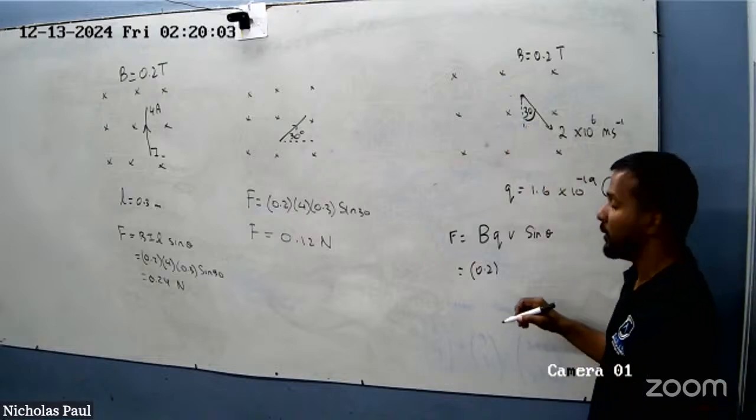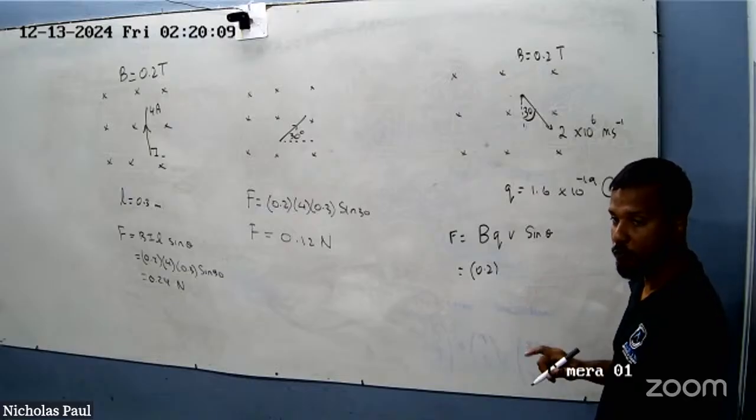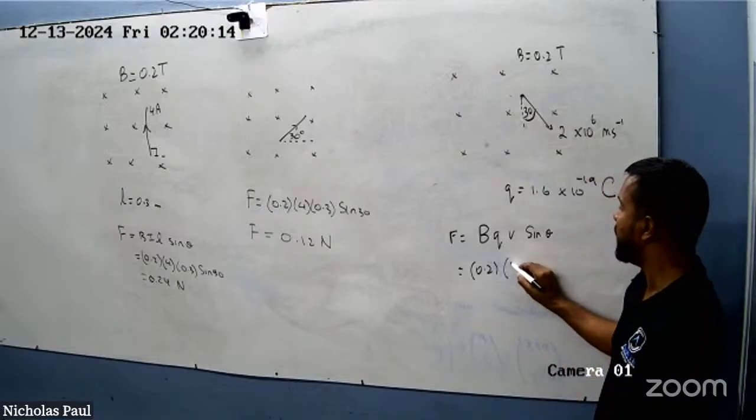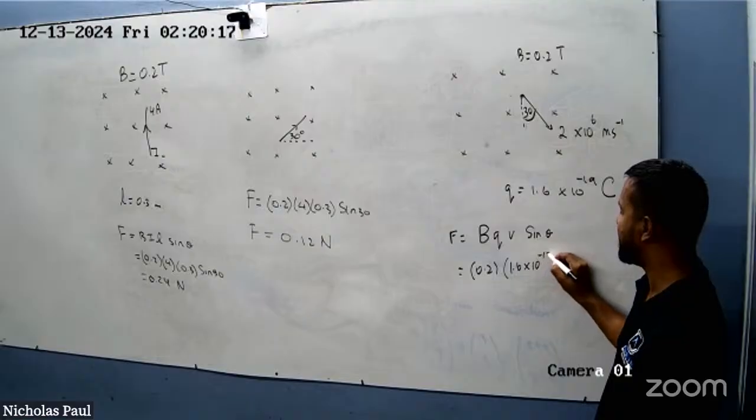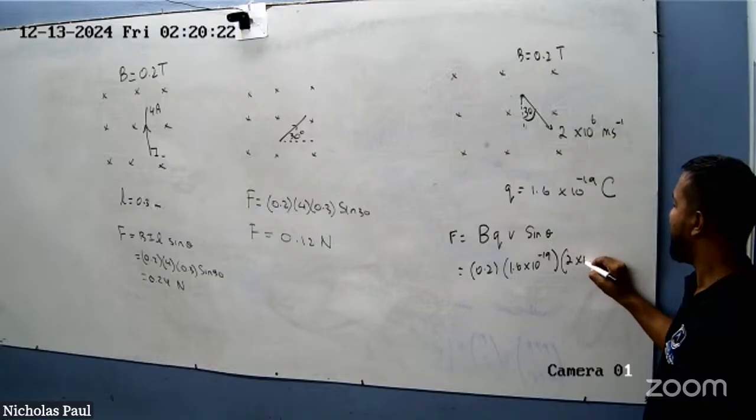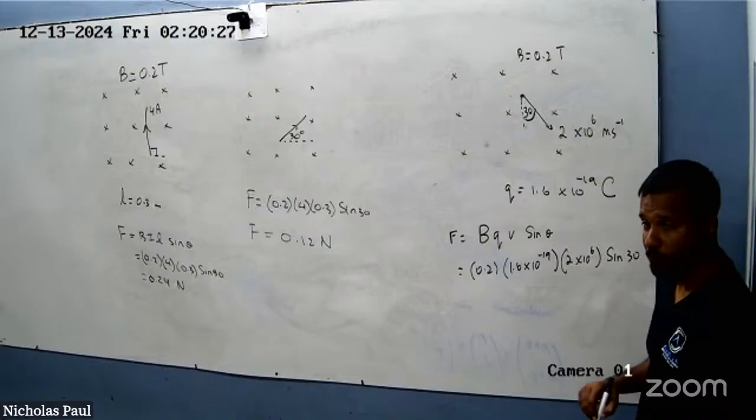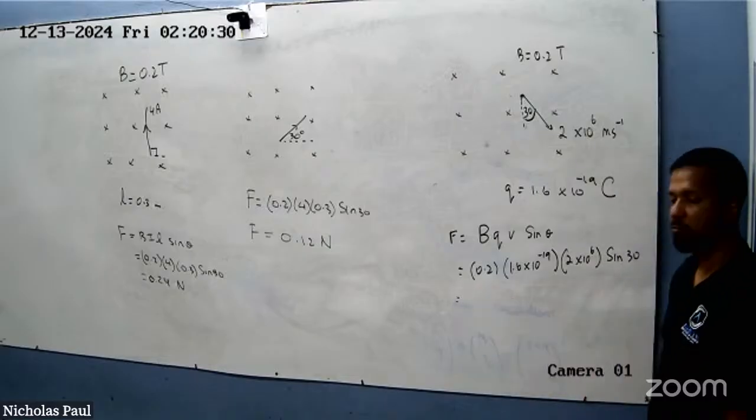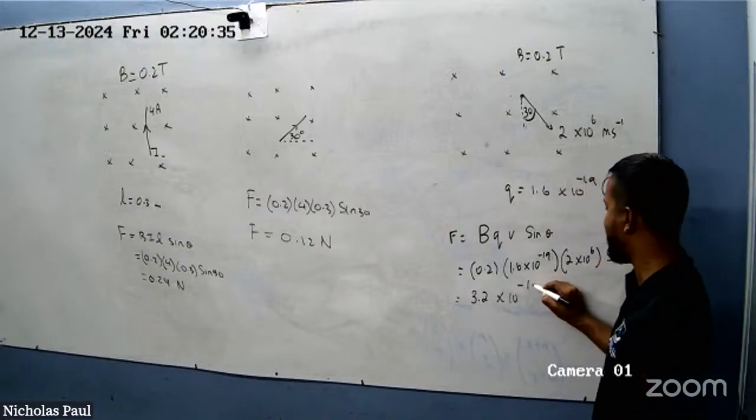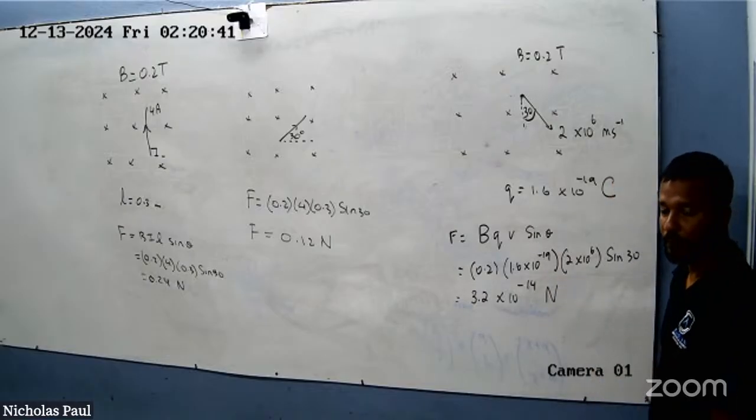So, Kavish, what are you doing now? How much do you have? So Q is what? 1.6 by 10 to the minus 19. V is how much? 2 by 10 to the 6, sine 30. So what do you get there? 3.2 by 10 to the minus 40. Is that okay?